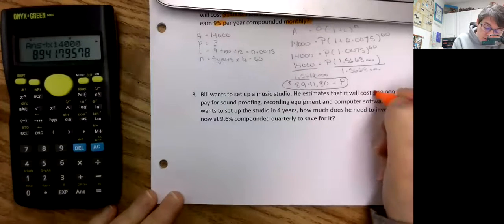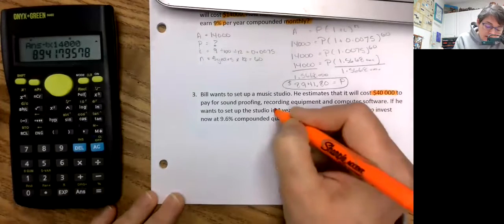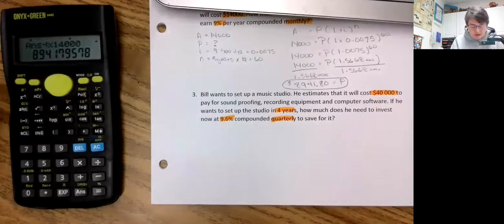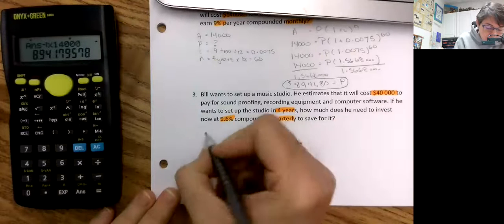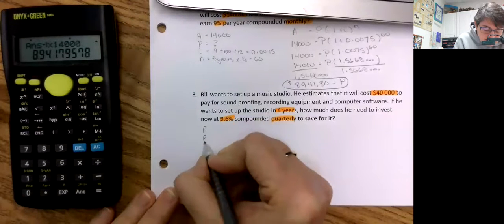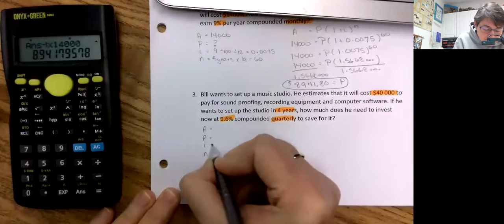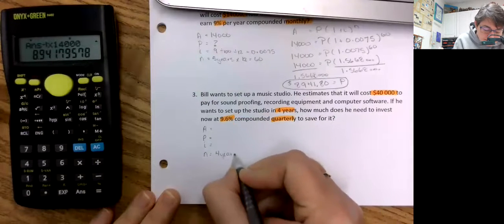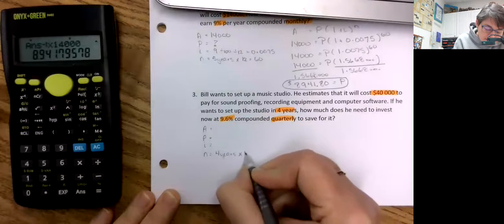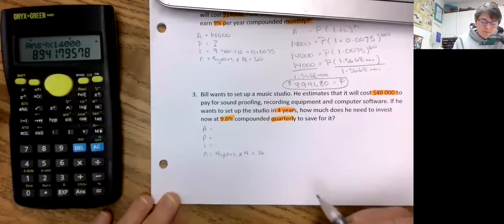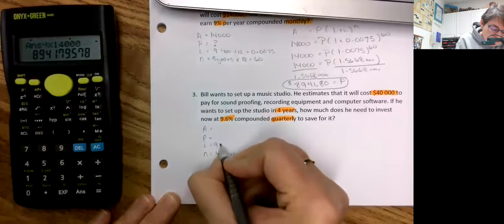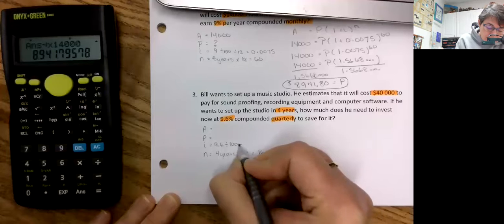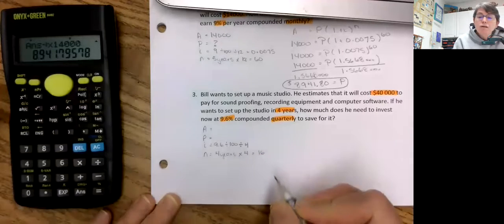All right, here's what Bob needs. There's our years, there's our compounding, and there's our interest. So we should have everything we need. A, P, I, N. All right, 4 years times my compounding period, 16 times that money is compounded at 9.6% per year, needs to be, first of all, converted into a decimal, and then divided up for each of the time periods.